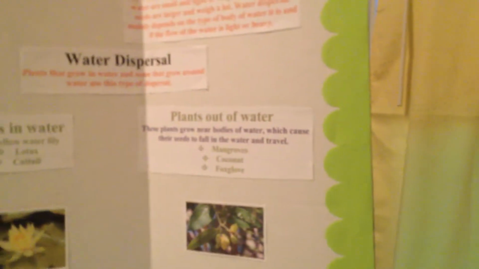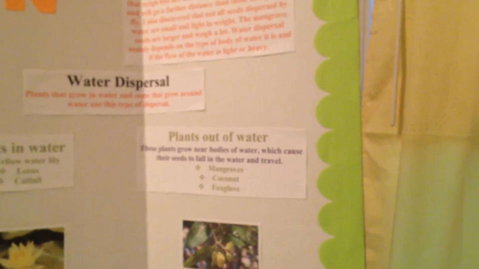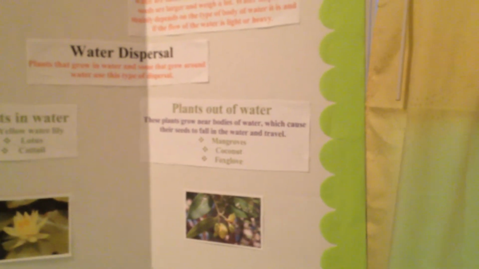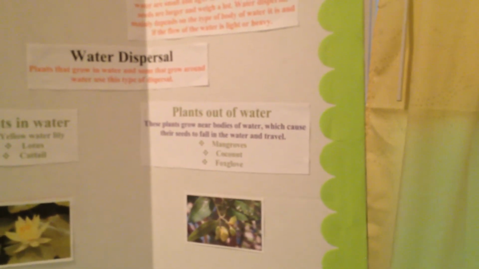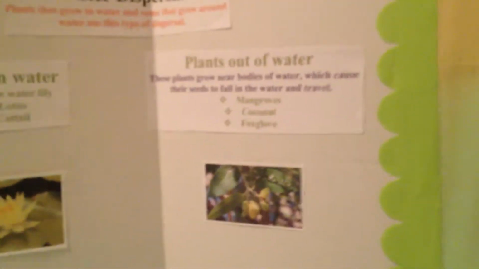Plants that disperse through water that are out of water are mangroves, coconut, and foxglove. These plants grow near bodies of water, which cause their seeds to fall in the water and travel. This picture is an example of a mangrove seed.